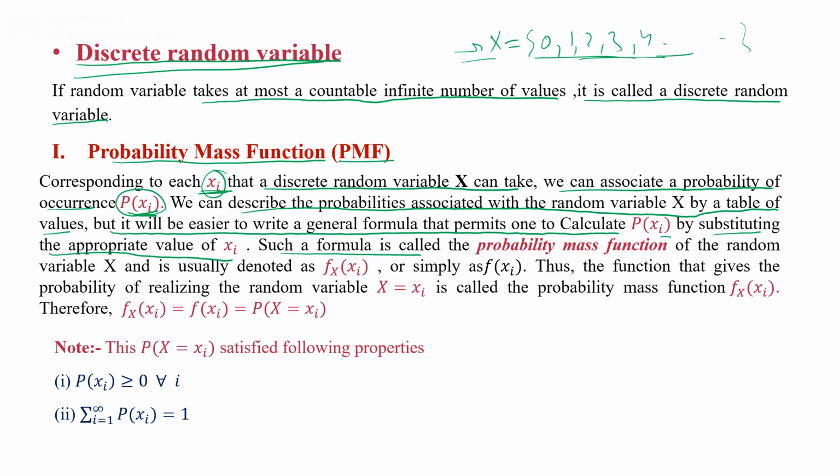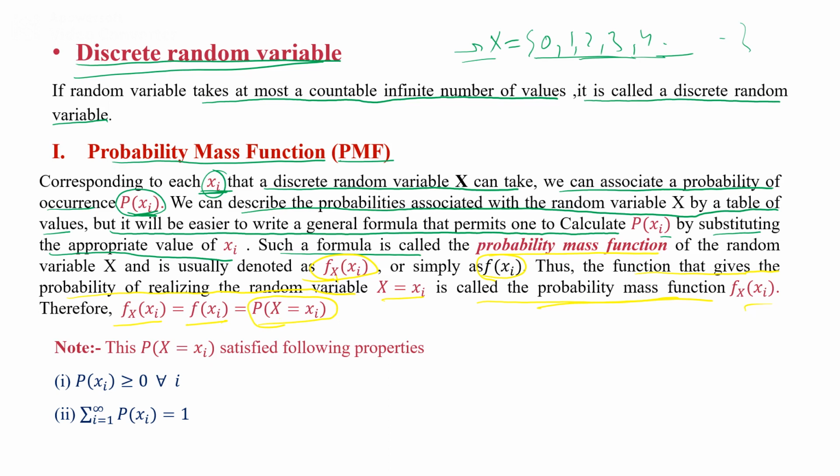Now you have to remember, the probability mass function is denoted by f_X(x_i), where we write the capital X as a suffix, or sometimes we simply say f(x_i). Thus the function that gives the probability of realizing the random variable X equal to x_i is called the probability mass function. Therefore we can write the probability function f_X(x_i), or sometimes just f(x_i), or we can also use P(X = x_i).